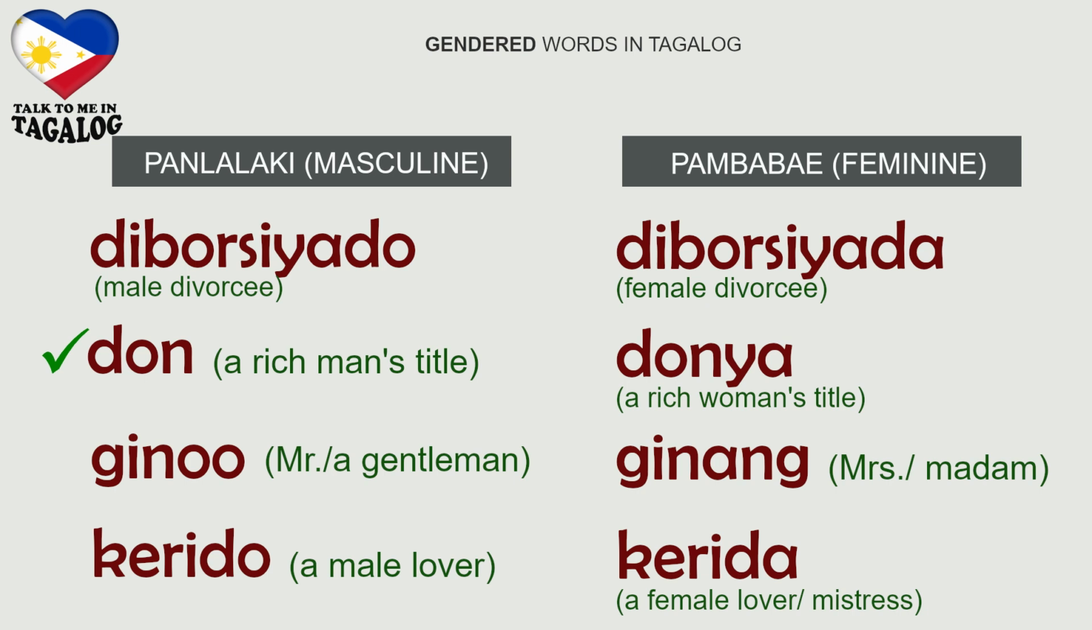Don. A rich man's title. Doña. A rich woman's title. Ginoo. Mister or a gentleman. Ginang. Mrs. or madam. Querido. A male lover. Querida. A female lover or a mistress.